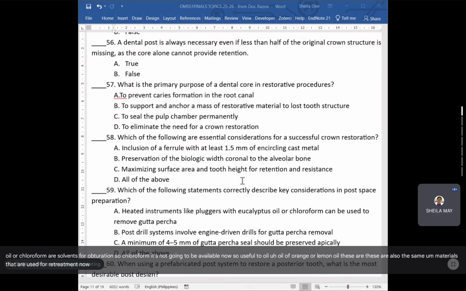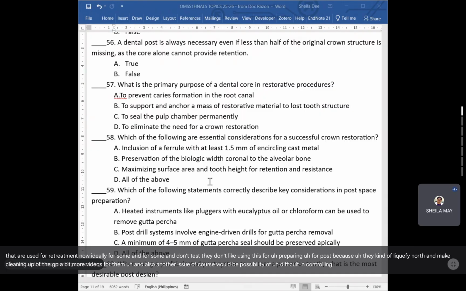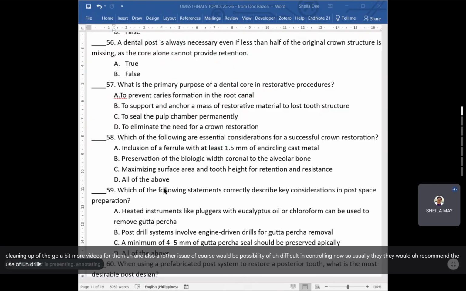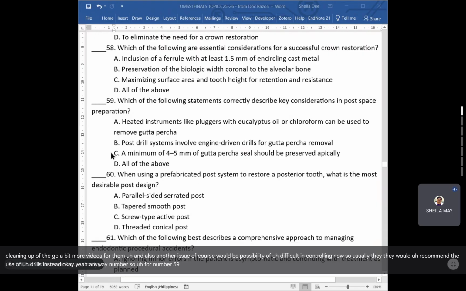Now ideally, some endodontists don't like using this for preparing for a post, because they kind of liquefy the GP and make cleaning it up a bit more tedious for them. And also another issue, of course, would be the possibility of difficulty in controlling. So usually they would recommend the use of drills instead. Okay, anyway, for number 59, it's all of the above.